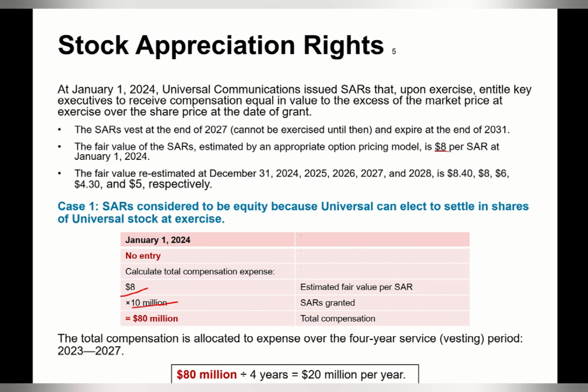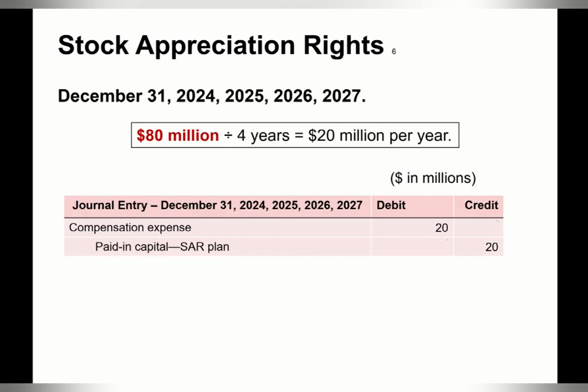The total compensation is allocated to expense over the 4-year service period. So 80 million divided by 4, each year the compensation expense will be $20 million. So the journal entry for the end of the year for 24, 25, 26, 27 will be debit compensation expense $20 million and the credit paid-in capital, stock options, $20 million.